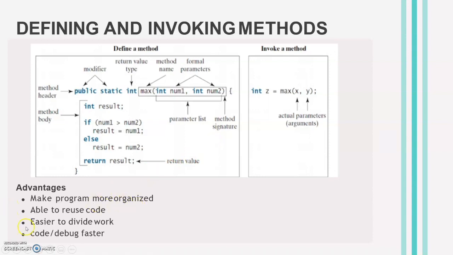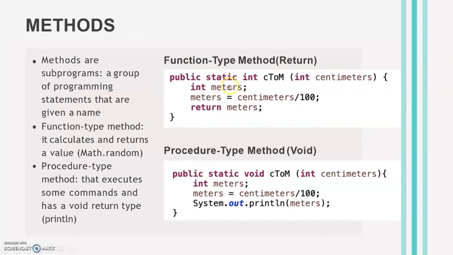It makes the code more organized and easier to reuse code. And it's also very easy to divide work. And when we get into debugging and you have bigger programs, it makes it much easier to debug them. Also, when you're coding, you typically don't want to have to do this sort of calculation hundreds of times if you're doing a lot of centimeter to meter conversion for some reason. So you wouldn't want to type out int meters equals centimeters divided by 100 like 20 different times. If you're using that same function, you would just create a method for it and then use it again.